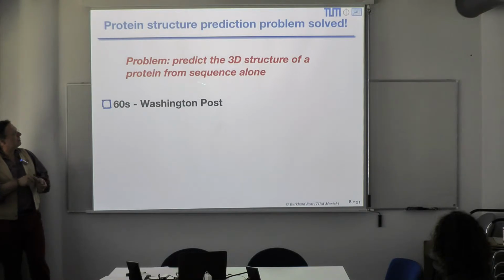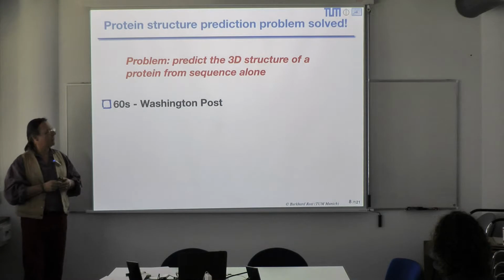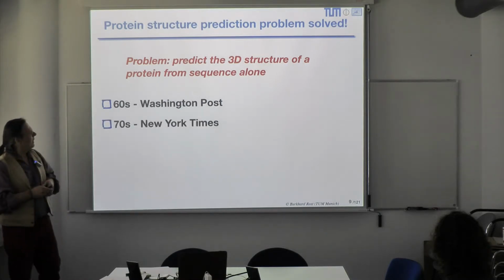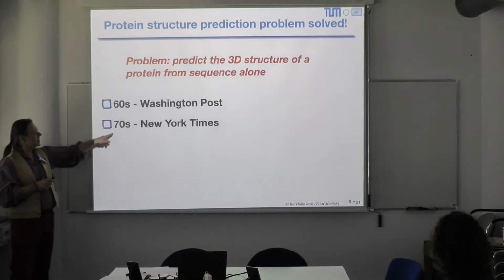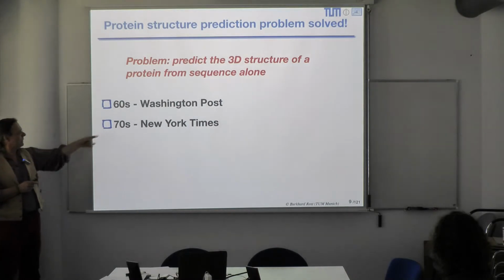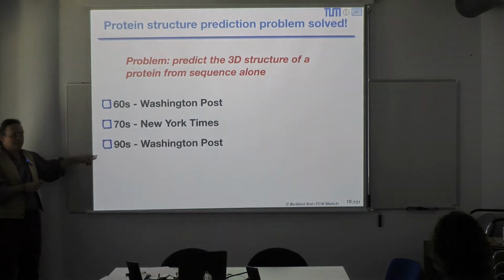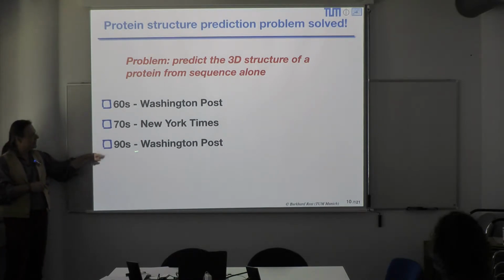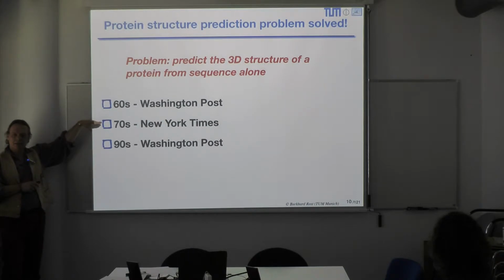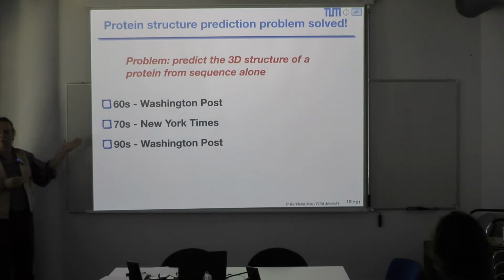There was a famous article in the Washington Post in the 60s that in fact explained how it had been solved. There was another article in the 70s, that just in the 70s it had been solved for the first time, this time in the New York Times. And there was another one in the 90s, it had been solved for the first time in the 90s, this time again in Washington Post. Those are all cover page articles. New York Times, Washington Post. As a scientist, you want to make a cover page of these. This is something, right? And now you see it has been solved 3 times.